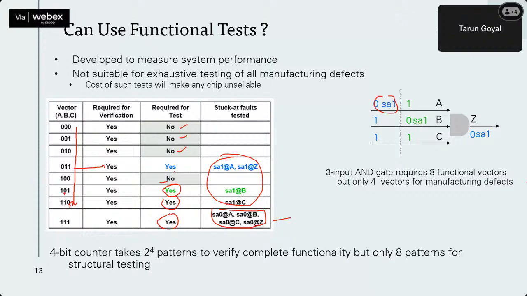Okay, so four vectors. All eight faults are detected by just the four vectors. What we require functionally is eight vectors. So this is how half of the vectors are already reduced when we are doing these things from the DFT.